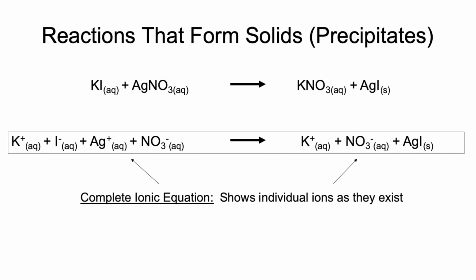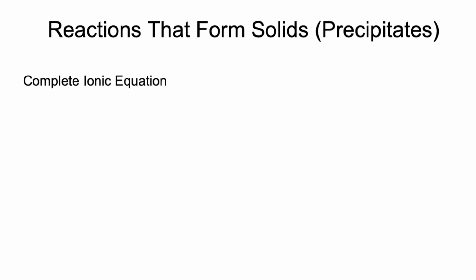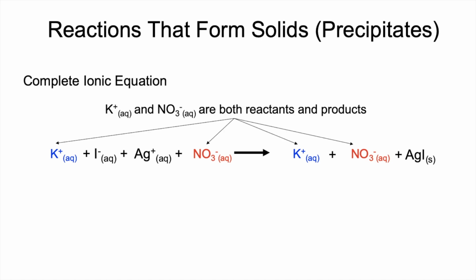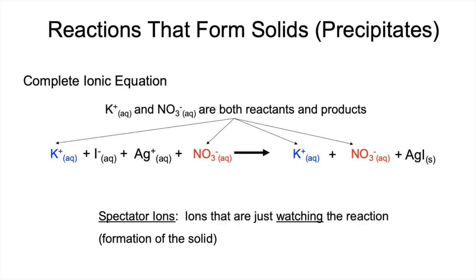And this right here is what we call a complete ionic equation, because it's showing all of the individual ions in the equation as they would exist in that beaker of water. Something that we should notice with a complete ionic equation, however, is that certain ions, like potassium and nitrate, show up on both sides of the equation. Because potassium and nitrate show up on both sides of the equation, they're what we call spectator ions, meaning that they're just watching the reaction take place. They're not actually involved in the chemical reaction.